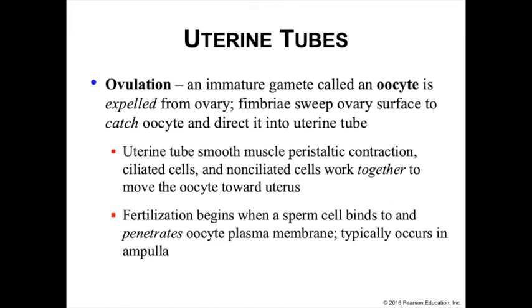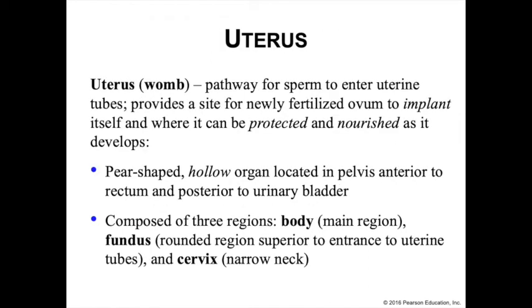Ovulation. Whenever we ovulate, an oocyte is released, which is just another word for an egg. This is where those fimbriae come in, and they want to sweep that egg up into that fallopian tube.